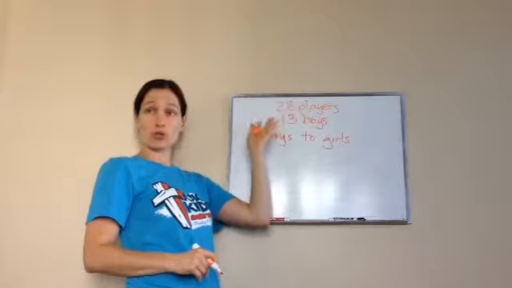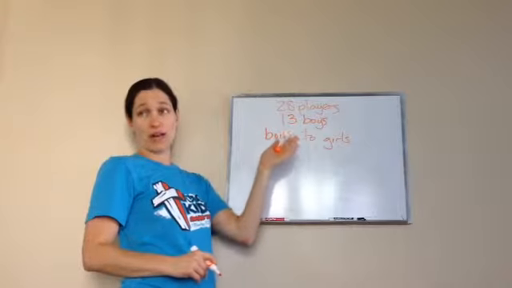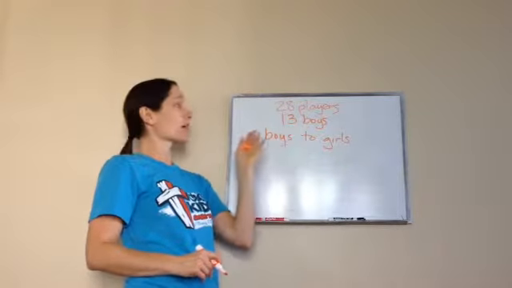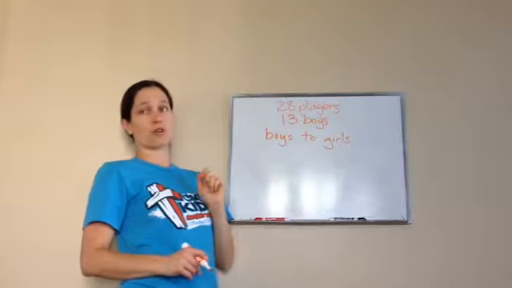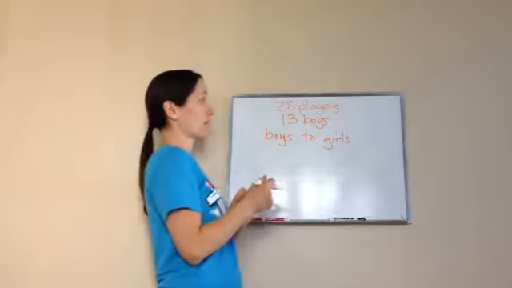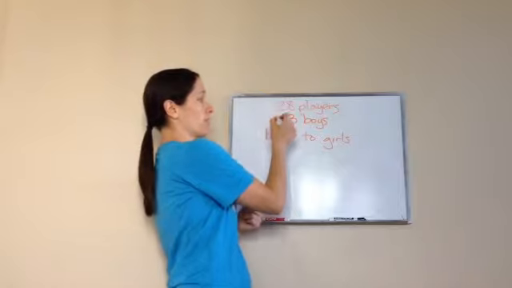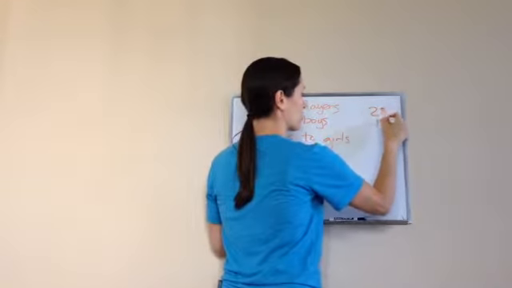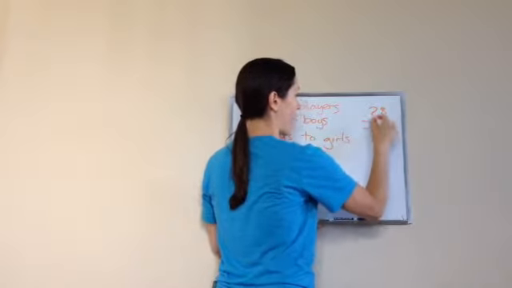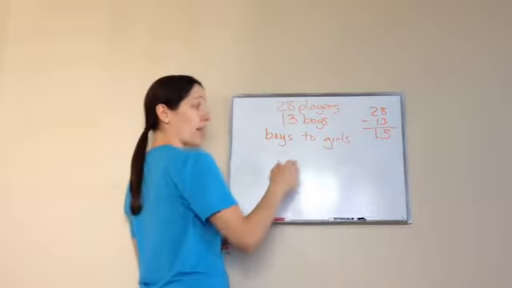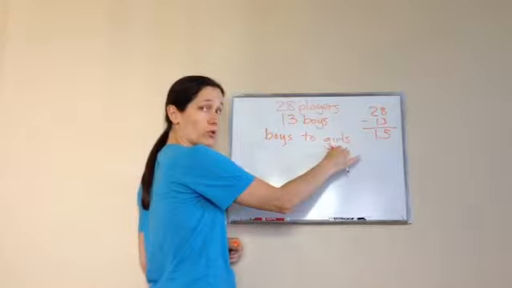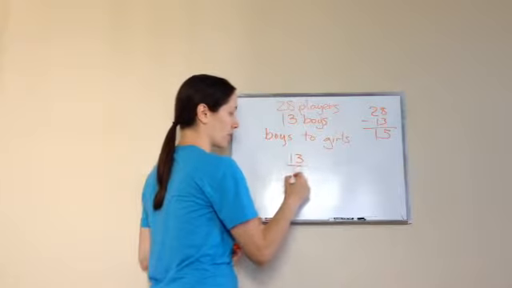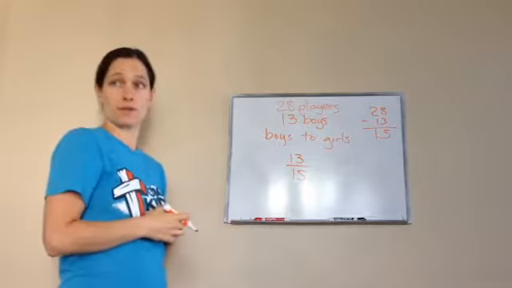Did it tell us how many girls there were? No. But can we figure that out with the information they've given us? Yes. Okay, so how many girls are there? We just count up from 13 to 28, which is actually subtracting, right? Counting up is actually subtracting. So let's do that. 3, 5, 15. So if I'm doing boys to girls, it'd be 13 over 15. Very good. Okay? Got it?